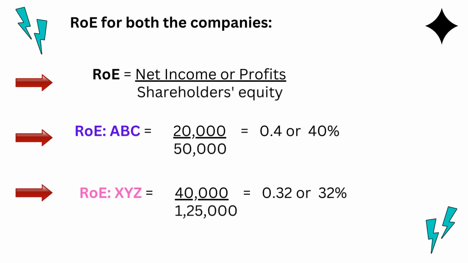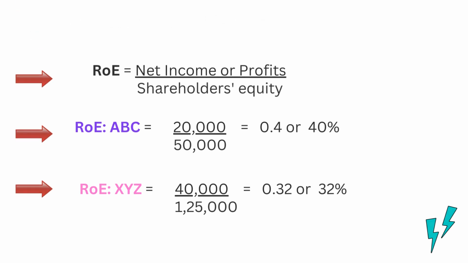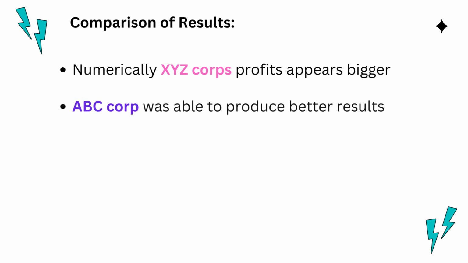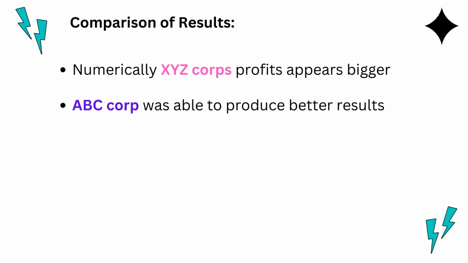RoE of XYZ Corporation is 40,000 divided by 1,25,000. So, RoE of XYZ Corporation amounts to 0.32 or 32%. Even though numerically XYZ Corporation's profits appear to be bigger, ABC Corporation was able to produce better results with less number of shares to work with.